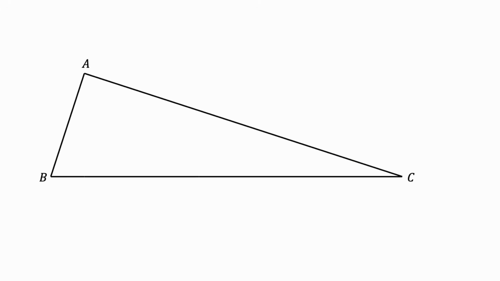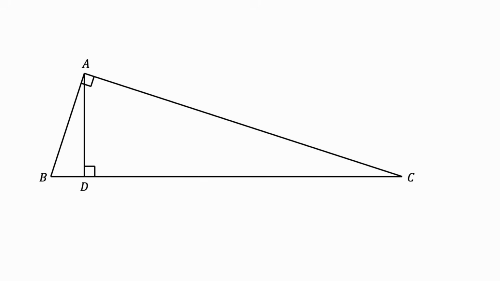In this video, we want to solve the following problem. ABC is a triangle with angle A equals 90 degrees. From A, draw a line perpendicular to BC and cutting BC at D.